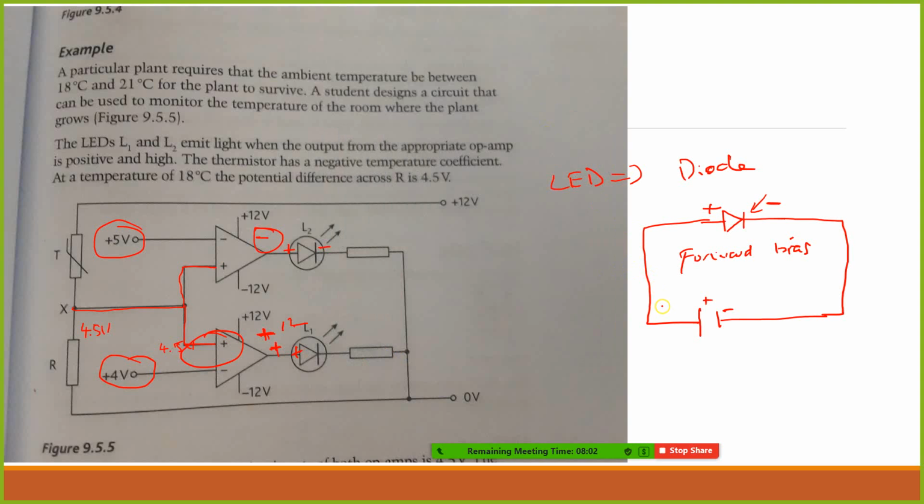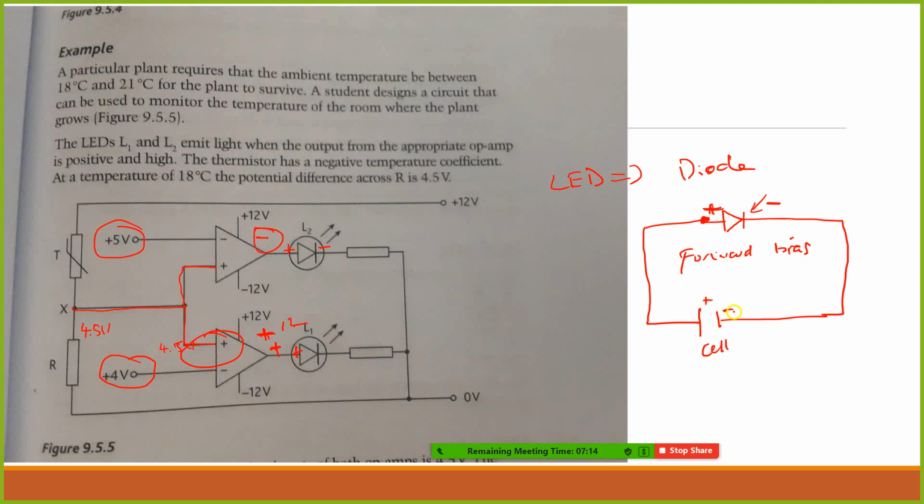So a diode is a simple semiconductor device. Now how it works is that a diode acts as a switch for the most part. And in order for the switch to turn on, it has to be in forward bias. When a diode is in forward bias, it means that the positive terminal of the diode, because the diode has a positive terminal and a negative terminal, must be connected to the positive end of the cell or of the battery.